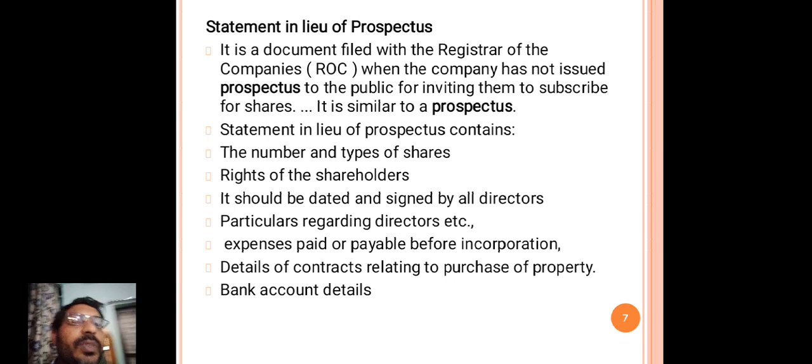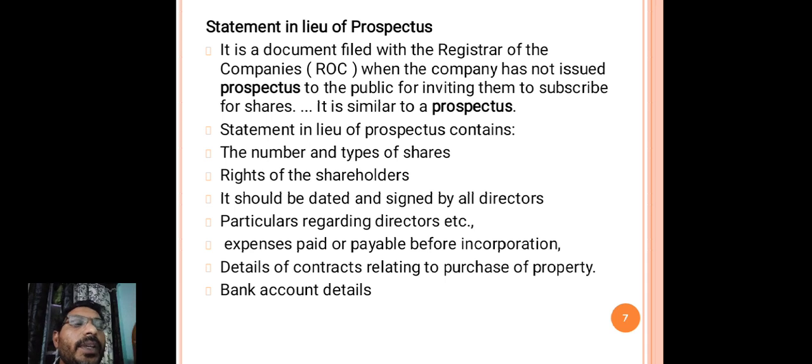The number and types of shares. Rights of the shareholders. It should be dated and signed by all directors. Particulars regarding directors, etc. Expenses paid or payable before incorporation.